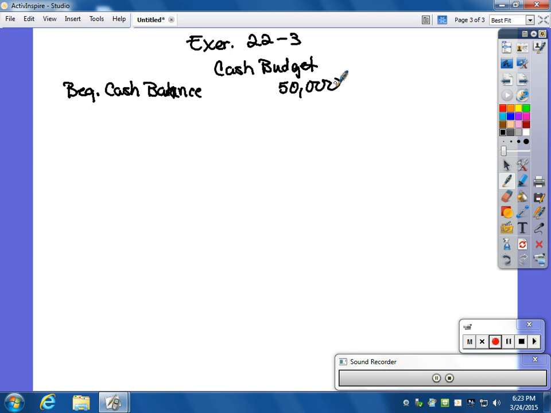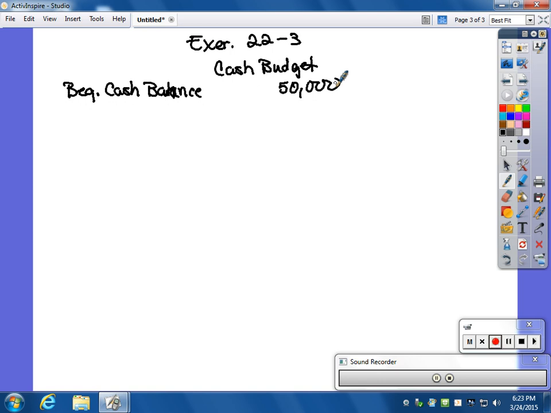Cash receipts from sales, 30% is collected in the month of sale, 50% in the next month, and 20% in the second month after sale. Uncollectible accounts are negligible and can be ignored. Sales amounts are May actual 1,720,000, June actual 1,200,000, and July budgeted 1,400,000. So we have to calculate what is going to be the cash receipt based off of that information that they've given us, right?